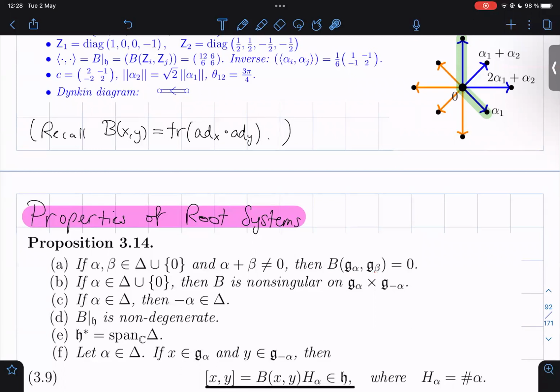And that's what this next part of the proposition discusses: that you have a non-singular pairing on G alpha and G minus alpha. That's where all the action is happening.